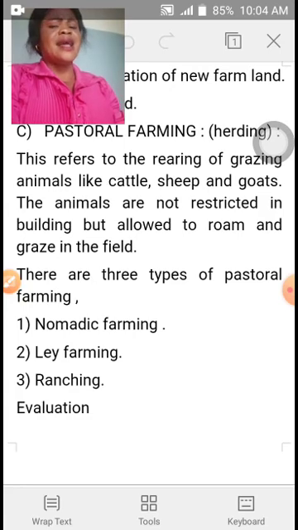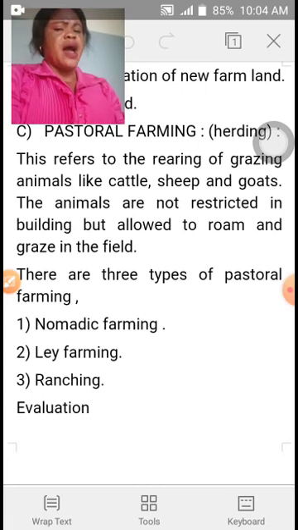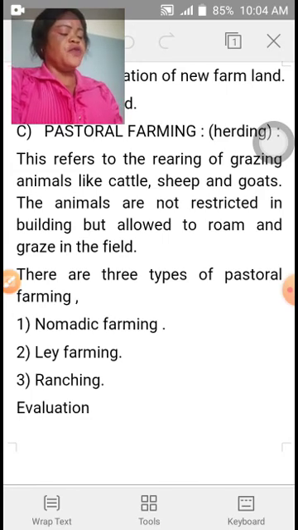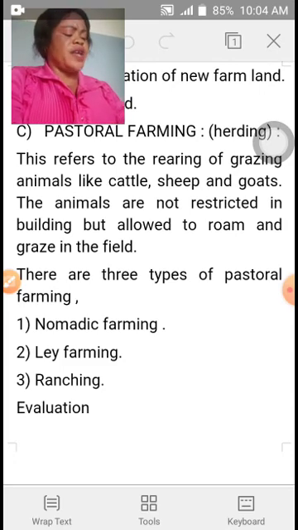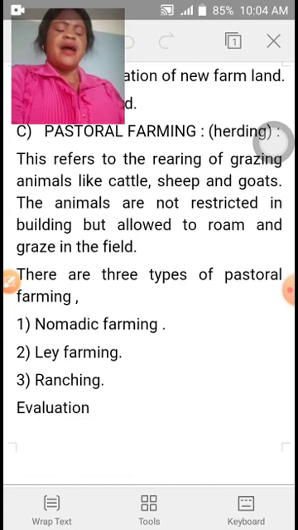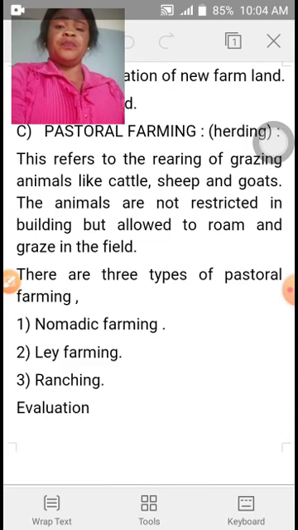The last type of pastoral farming, ranching. This refers to the system which involves the rearing of animals on large expanses of fenced land, as in Obudu cattle ranch. I hope you have heard of Obudu cattle ranch before.